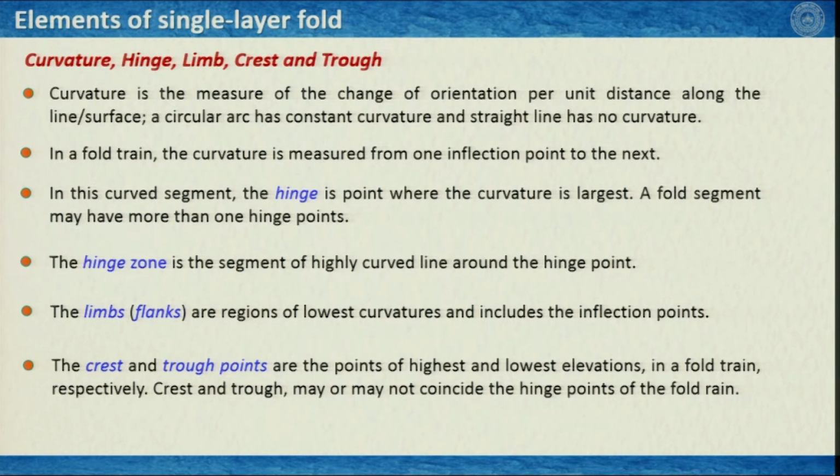Then come the crest and trough. These are the points of highest and lowest elevation in a fold train respectively. The crest and trough sometimes coincide with the hinge points and sometimes they do not coincide with the hinge points. We will see this in the illustrations.